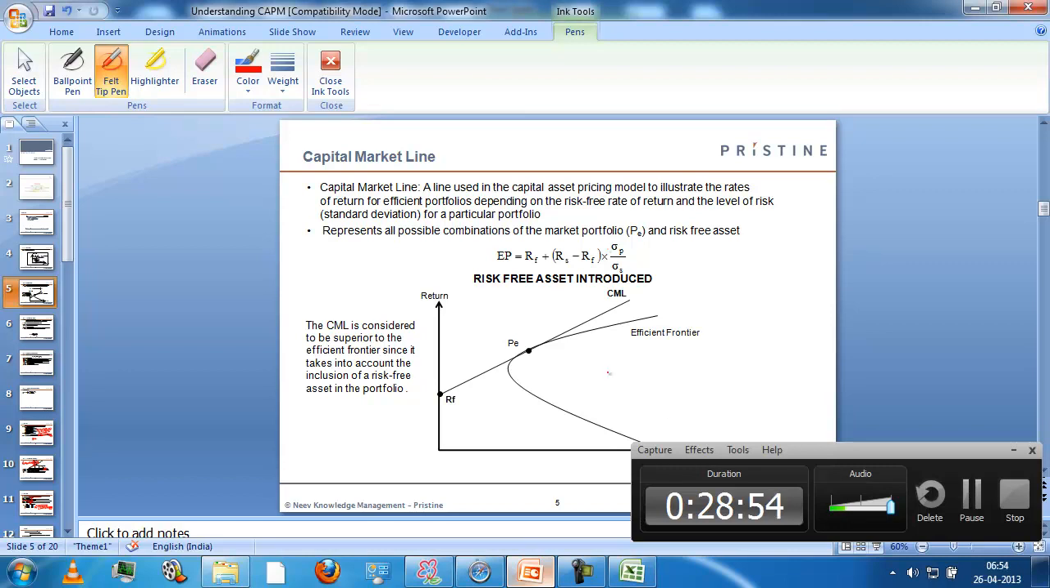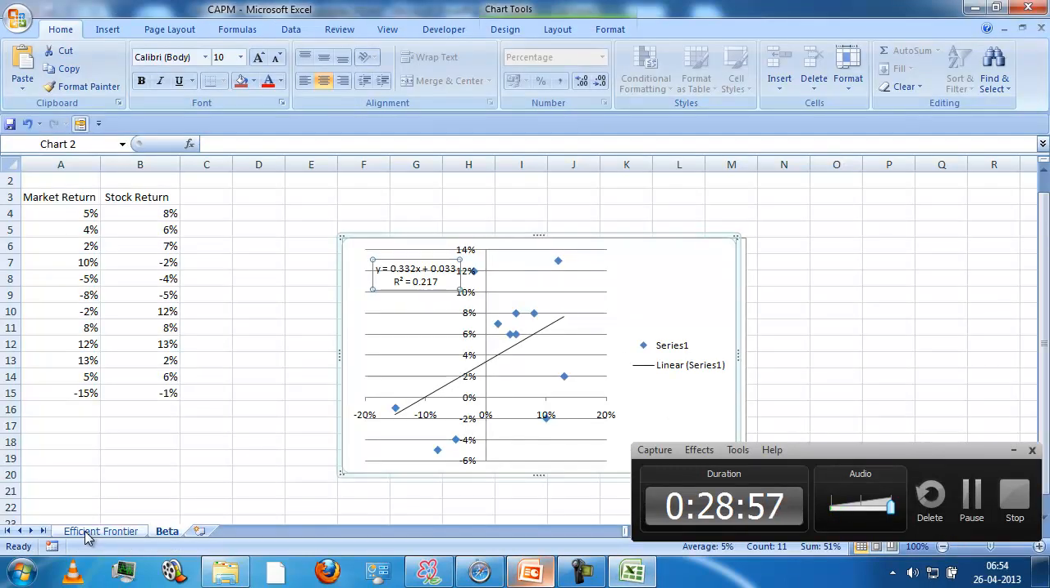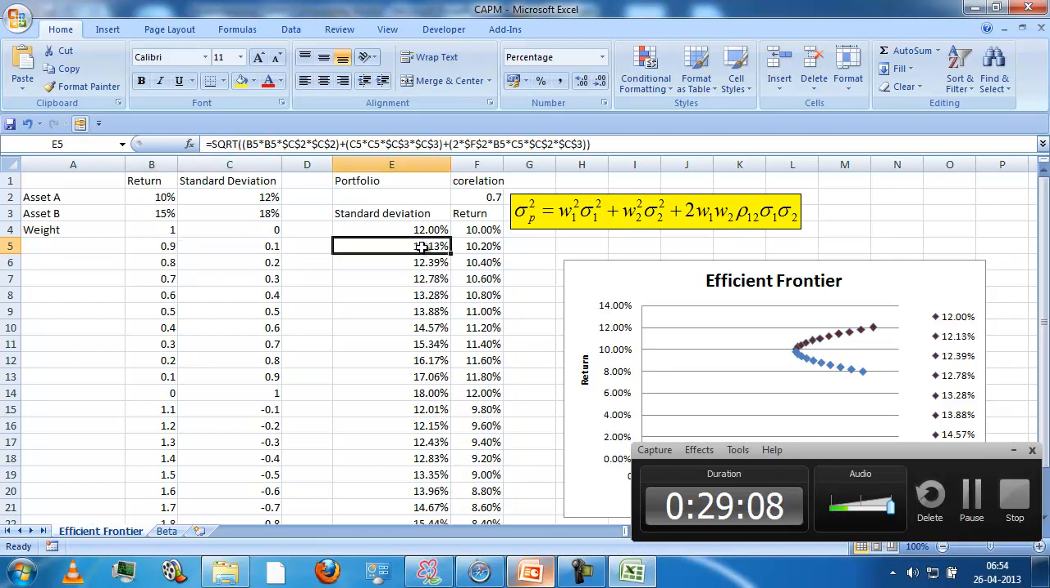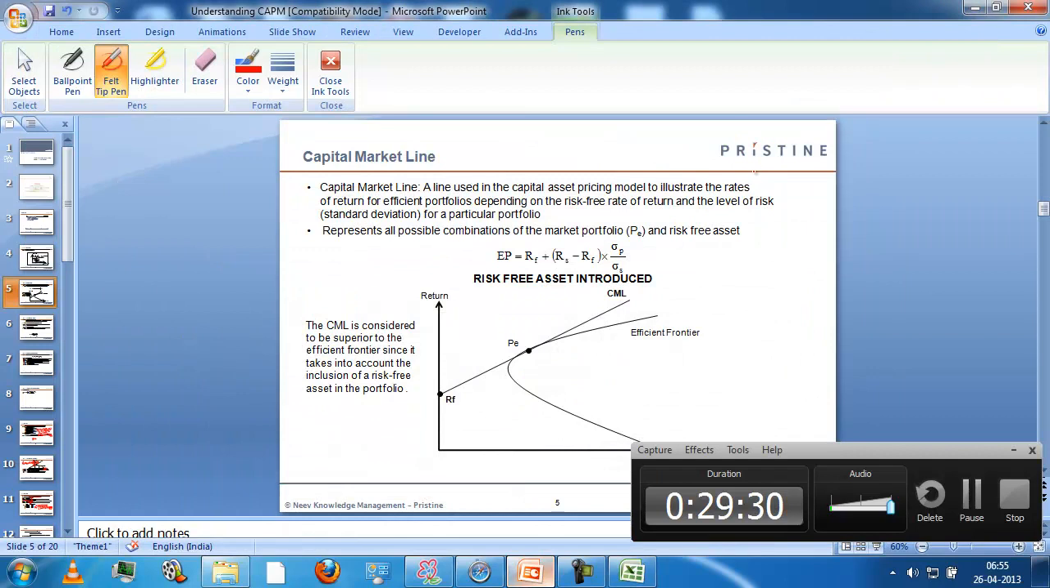So for example, in this case, we have taken the weights as 90% of asset A and 10% of asset B. So our standard deviation of the portfolio is 12.13%. And if we know the standard deviation of the market, of all the stocks in the market, we can get the risk of the portfolio. And then we can use that to plot our capital market line.